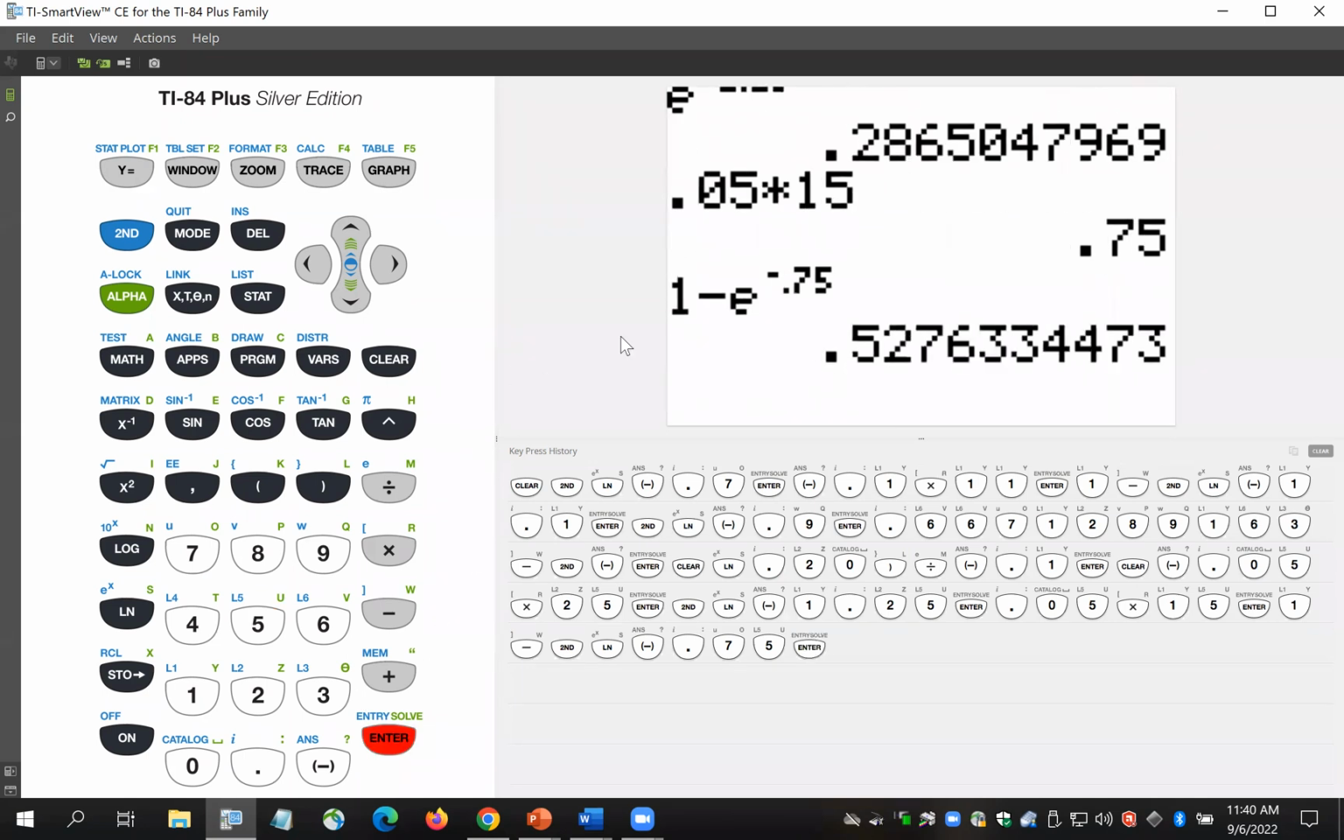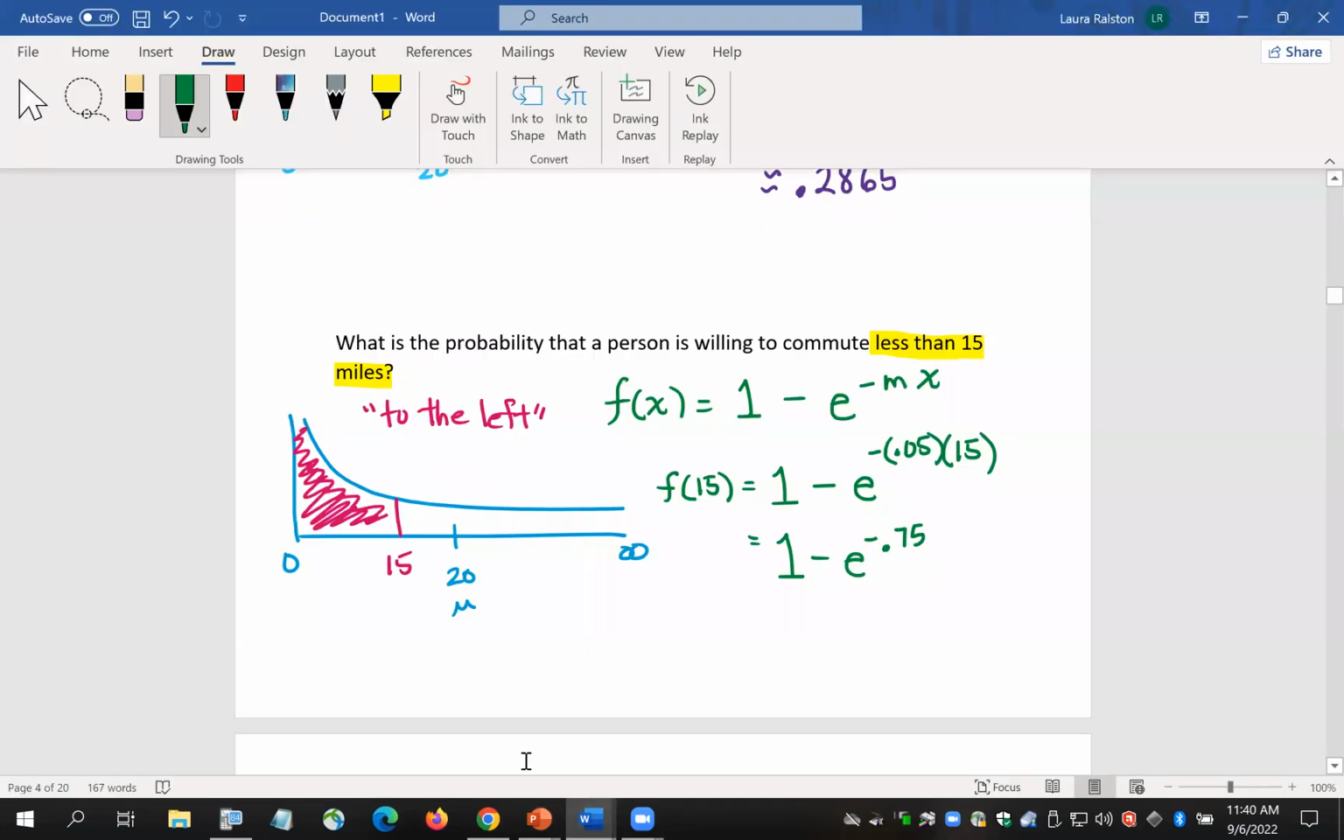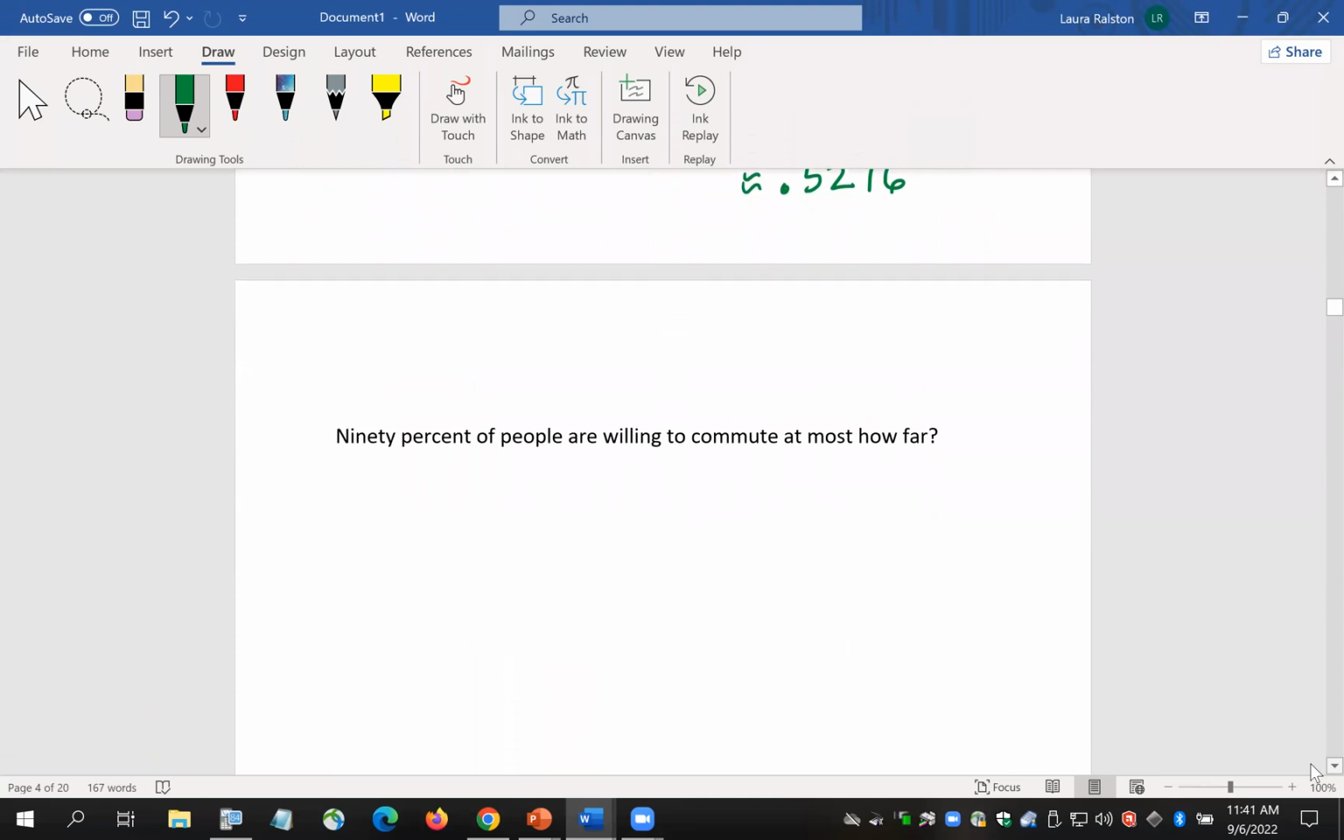We enter. We get 0.5276. The 6 is in the fourth place, 3 is next door, it doesn't bump it. So I get 0.5276. So there is about a 53% chance that a person is willing to commute less than 15 miles to work. About a 53% chance that a person is willing to commute less than 15 miles.